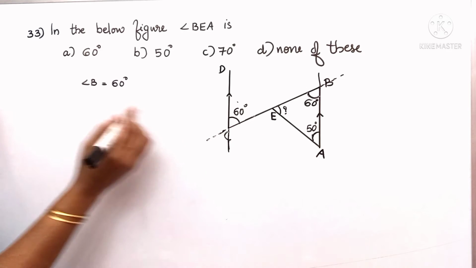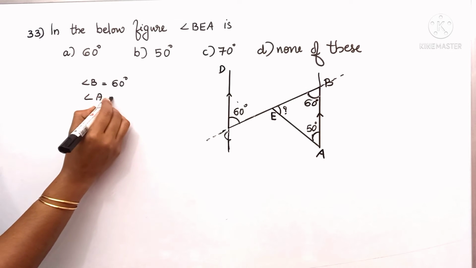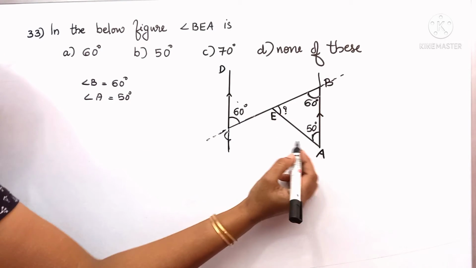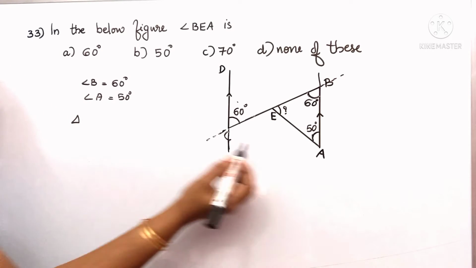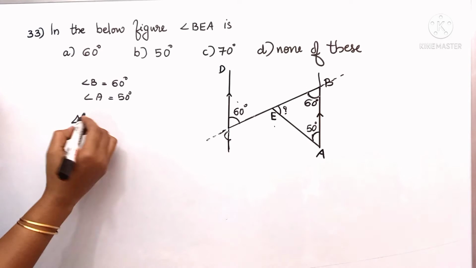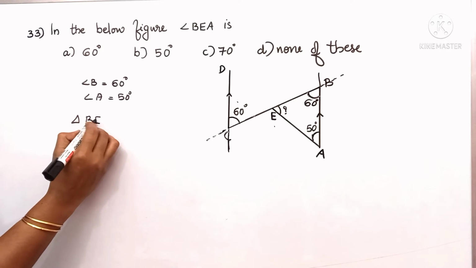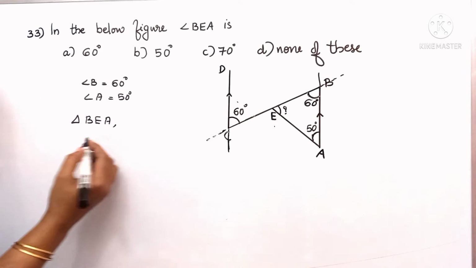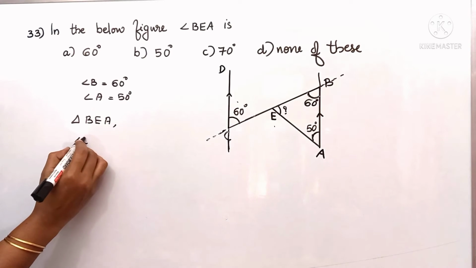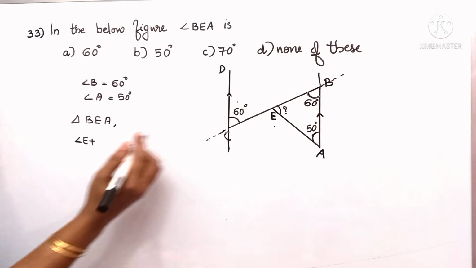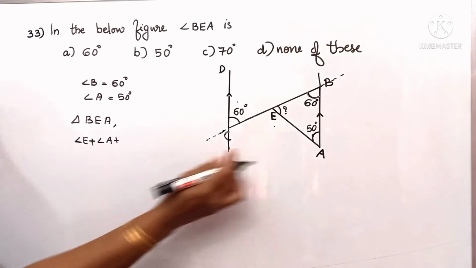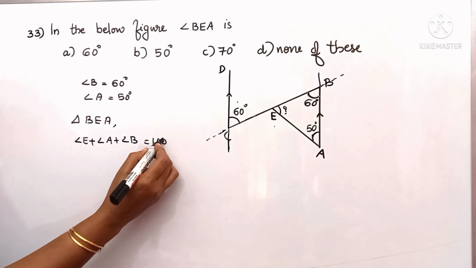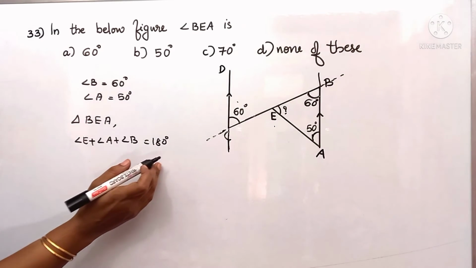Then we know angle A. Angle A is equal to 50 degrees, it is given. Then see, this is a triangle, triangle BEA. We can see the triangle BEA. Then find the sum of angles here. We can take it as angle E itself. Angle E plus angle A plus angle B is equal to 180 degrees. We have applied the angle sum property of a triangle.